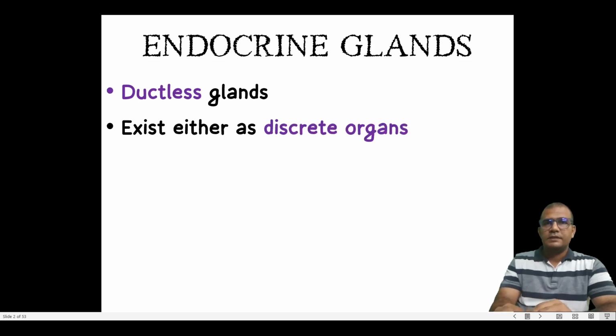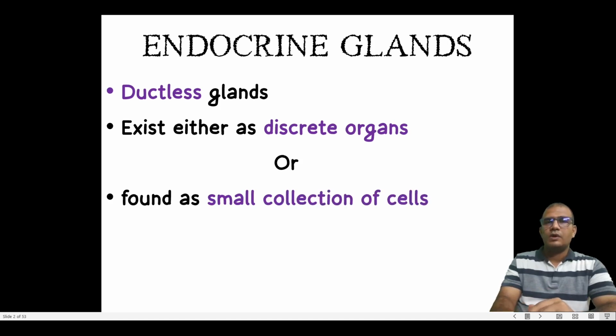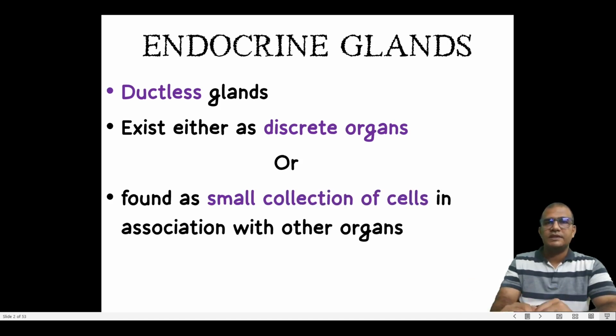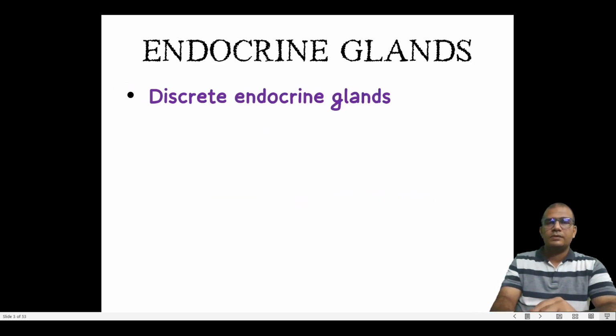They exist either as discrete organs, which we are going to discuss today, or they will be found as small clusters of endocrine cells in different organs. First we will see the discrete endocrine glands. We will enumerate the discrete endocrine glands first.